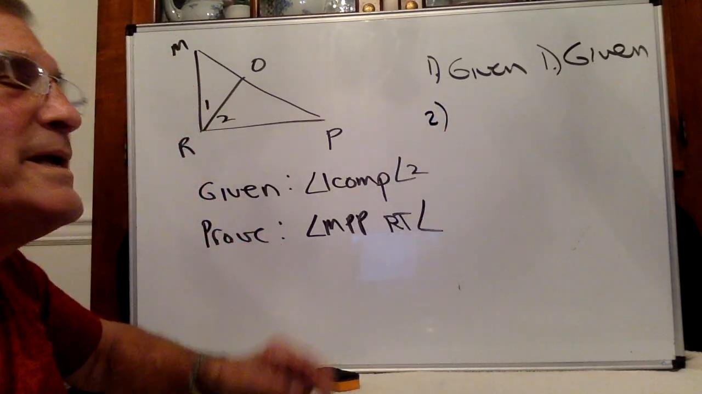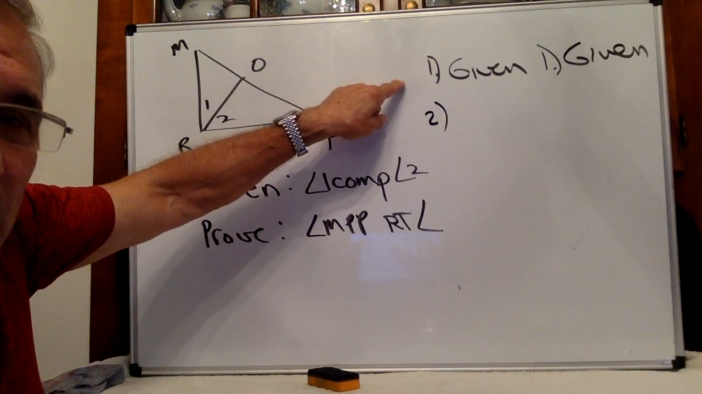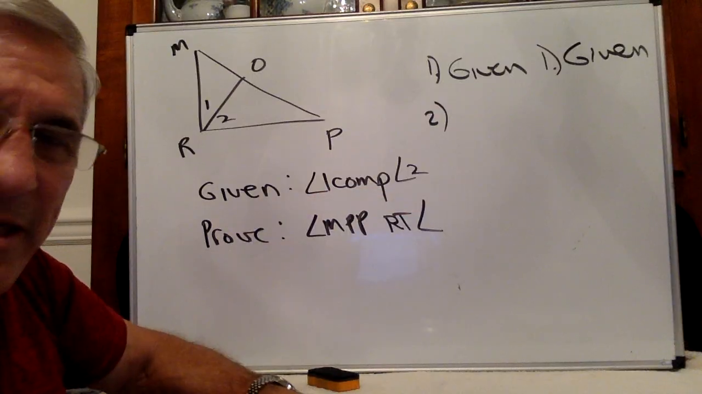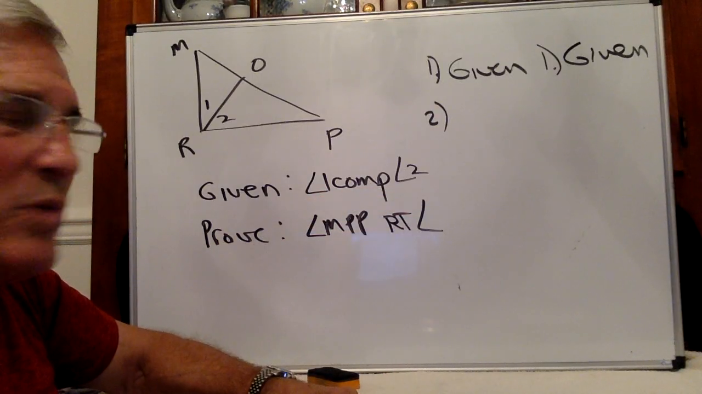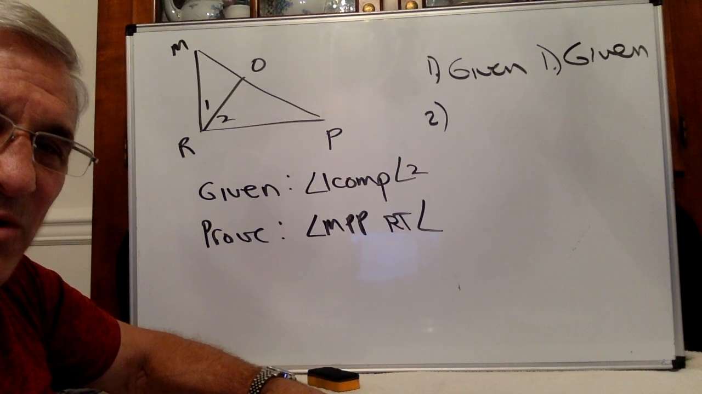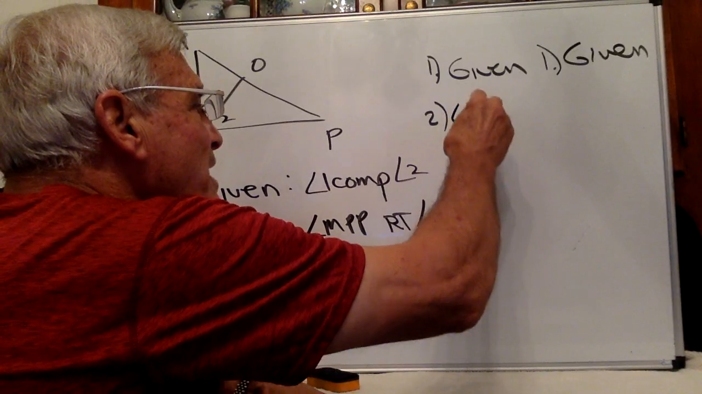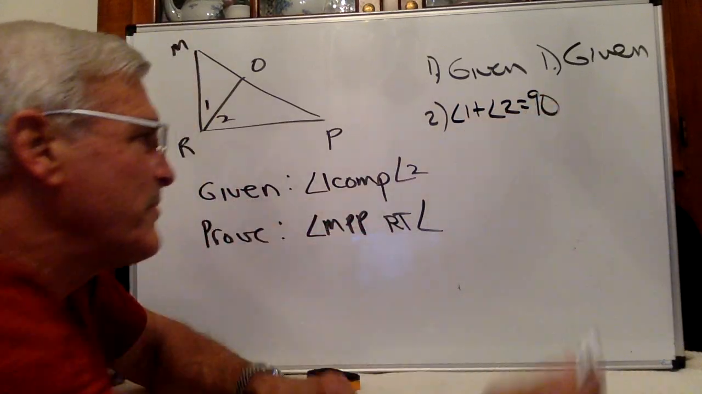All right, now, in a good deductive proof, you have to look at a step, and from that step, is there anything else that I can deduce? And the answer is yes. You're told they're complements, and what do I know the definition of complements are? Two angles that add up to 90. So angle 1 plus angle 2 equals 90.